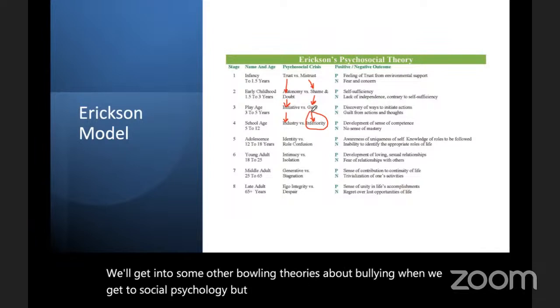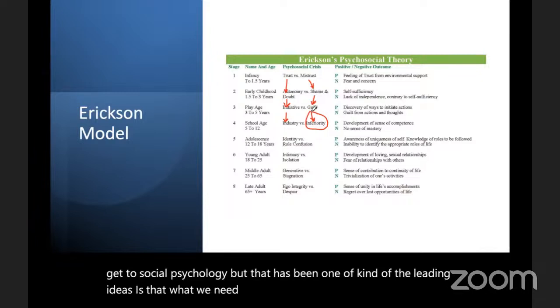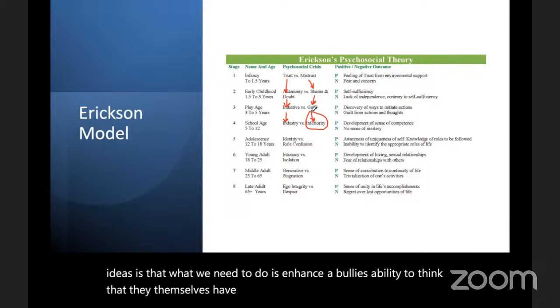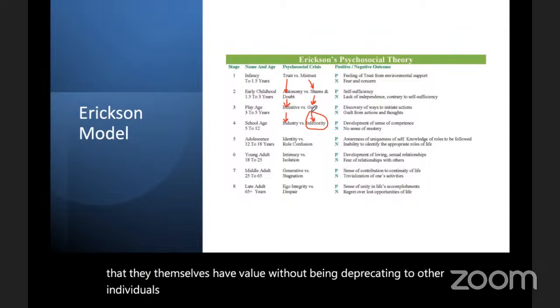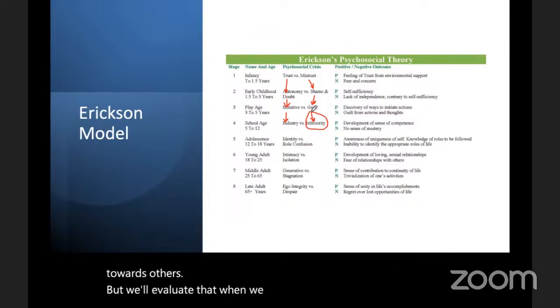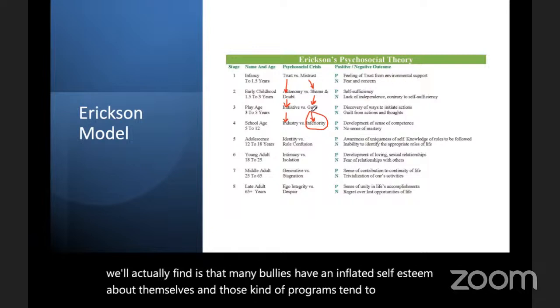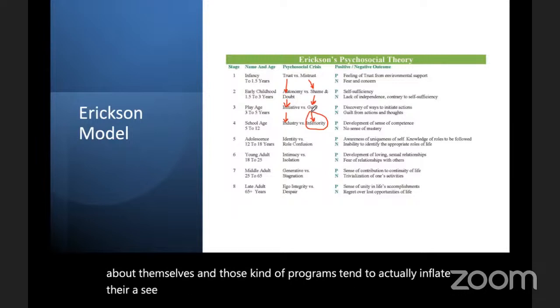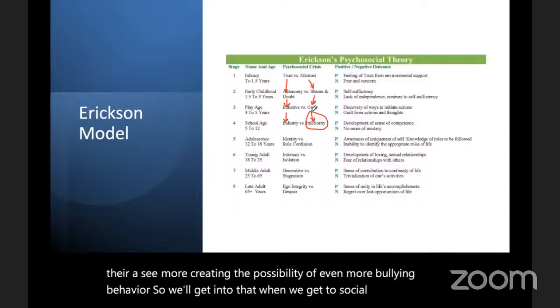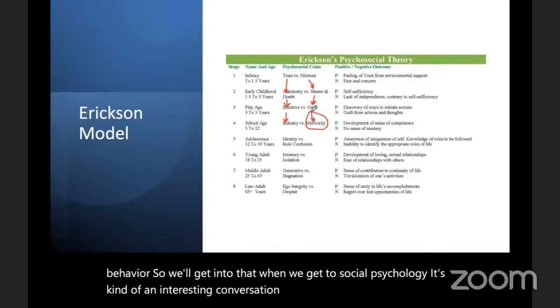We'll get into some other theories about bullying when we get to social psychology. But that has been one of the leading ideas: that what we need to do is enhance a bully's ability to think that they themselves have value, without being deprecating to other individuals and without having to be violent or verbally aggressive towards others. But we'll evaluate that when we get to that section, because what we'll actually find is that many bullies have an inflated self-esteem, and those kinds of programs tend to inflate their esteem more, creating the possibility of even more bullying behavior. So we'll get into that when we get to social psychology. It's an interesting conversation. So, all right.